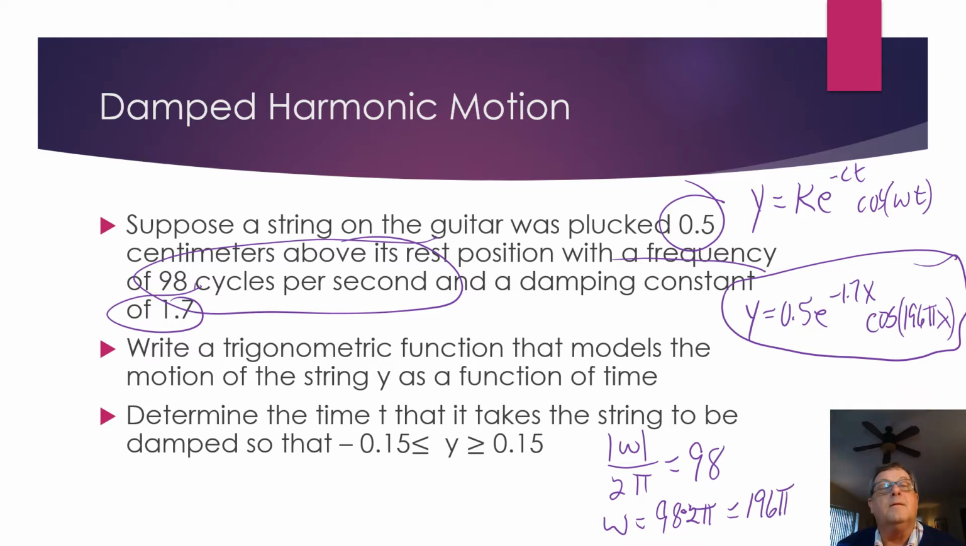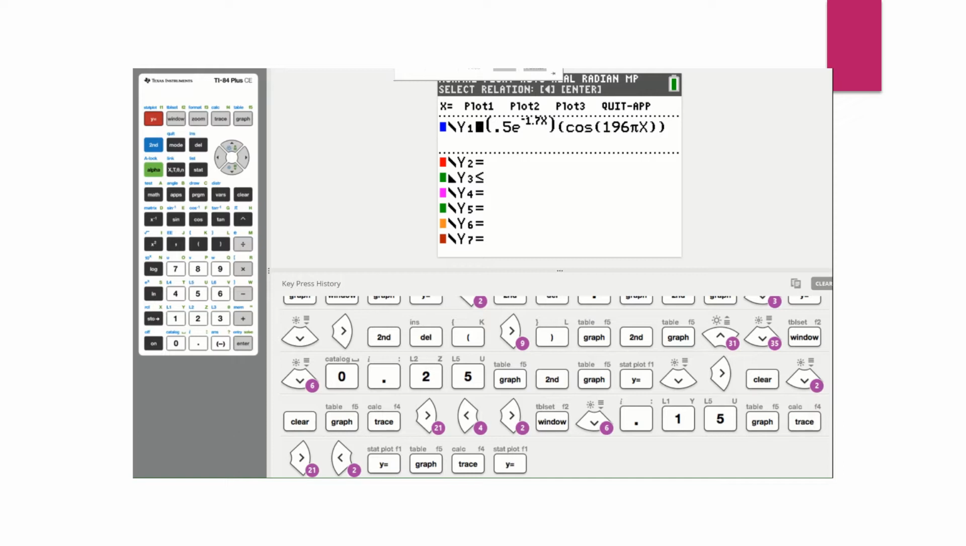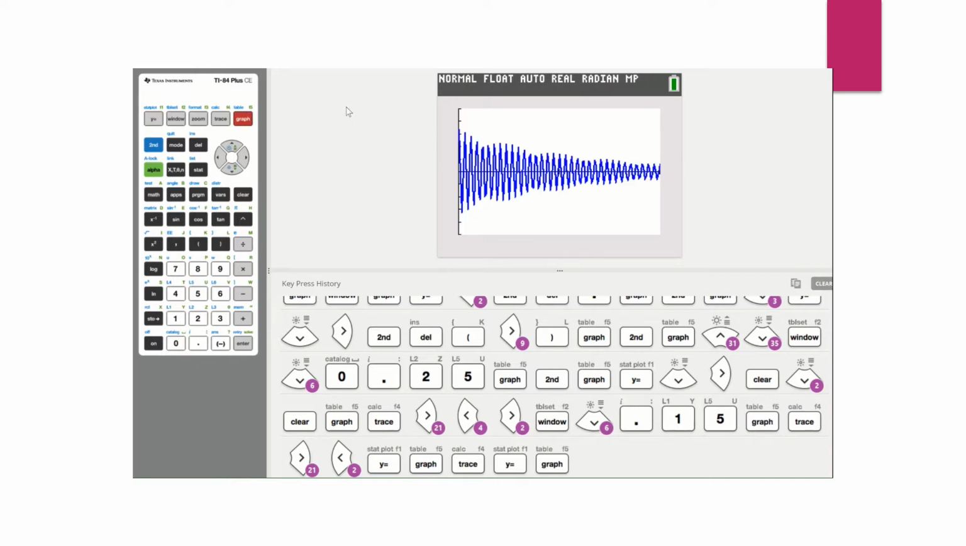Here you see I put in our function: 0.5 times the natural base raised to the power of negative 1.7x, where x is time, times the cosine of 196 pi, that was our period, times x, which of course is time. Let's take a look at our graph. We definitely have a damped function. We could even put in the negative of that, but that seems like too much trouble.